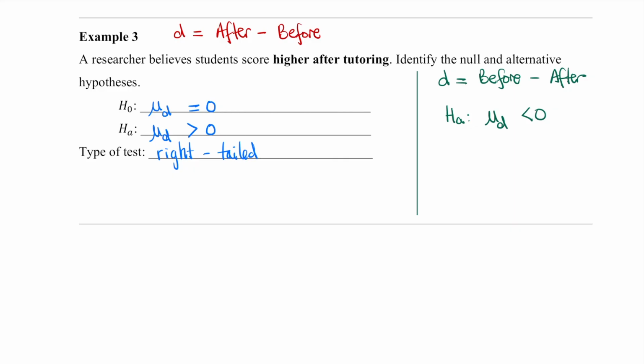For this course, we'll always use after minus before because I think it's easier to interpret. If something improves, the difference is positive.